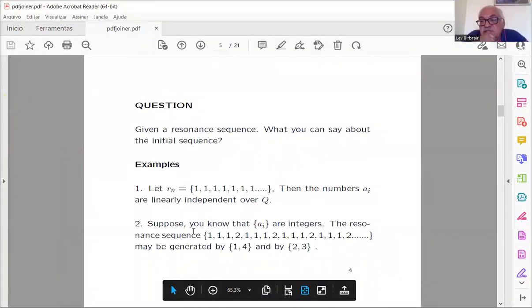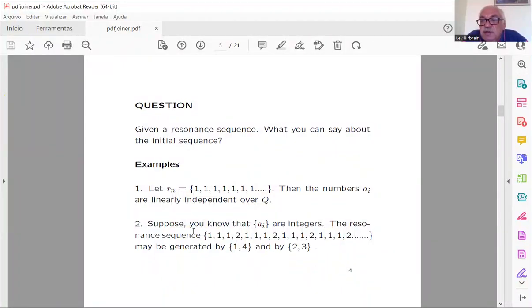Now, examples. Suppose that the resonance sequence is just the sequence of ones: one, one, one, one, one. What can you conclude from this? You conclude that the elements of the initial sequence were linearly independent over Q, over the rationals. So if there are only ones in the resonance sequence, then all the elements are linearly independent over Q.